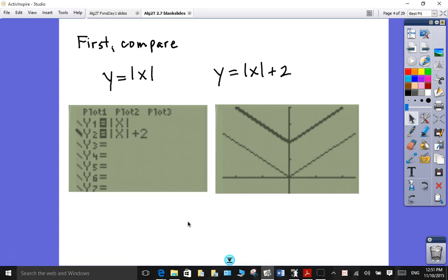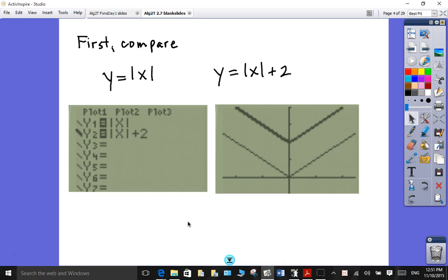Okay, so we're just playing around. We added a 2 after the absolute value, and it moved it up 2. What do you think would have happened if I had subtracted 2 after the absolute value? It goes down 2, right? It's just adding and subtracting to the y values.